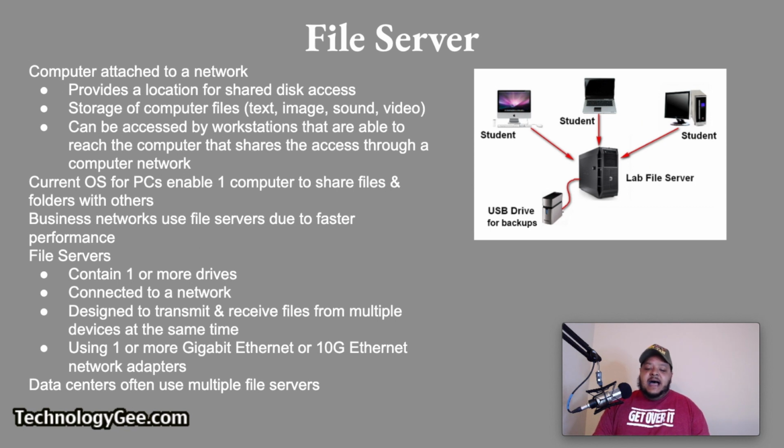Let's talk about the file server. A file server is a computer attached to a network that provides a location for shared disk access, i.e. storage of computer files such as text, image, sound, and video. And it can be accessed by workstations that are able to reach the computer that shares the access through a computer network. Current operating systems for PCs enable one computer to share files and folders with others. However, for faster performance, business networks use file servers.